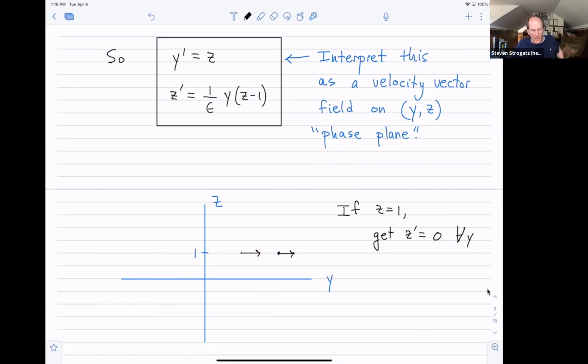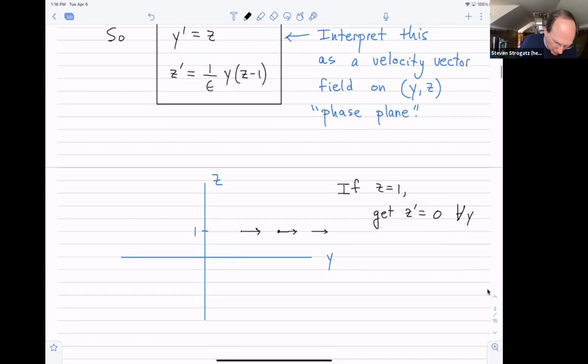It's actually getting longer, right, isn't it, as Y gets larger? So maybe I should be a little more precise about this diagram. Since Y prime, oh no, that's not right. Since Y prime is just Z, Y prime is just going to be equal 1 at all points there. So they're all the same length, aren't they? They're all length 1. But anyway, what you can see from this picture is that something really simple is happening when Z equals 1. We have what in the jargon would be called an invariant line. If you start on this line, you'll just stay there forever.